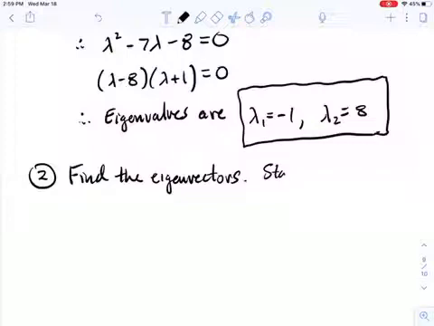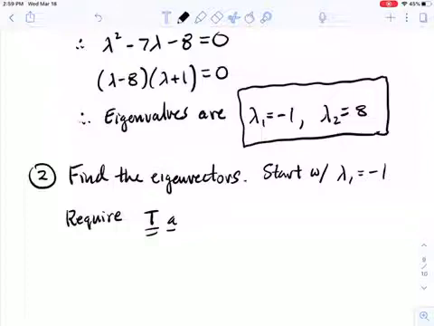Let's start with lambda 1 is equal to minus 1. So we go back to star, equation star, which was our eigenvector equation, and that said we needed to satisfy the following equation. Now I'm going to put subscripts 1 because we're going to end up with 2 eigenvectors, and so let's look for the first one.